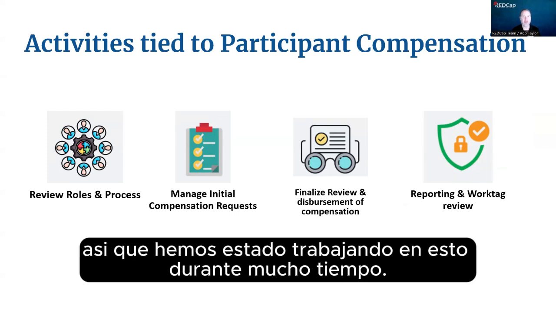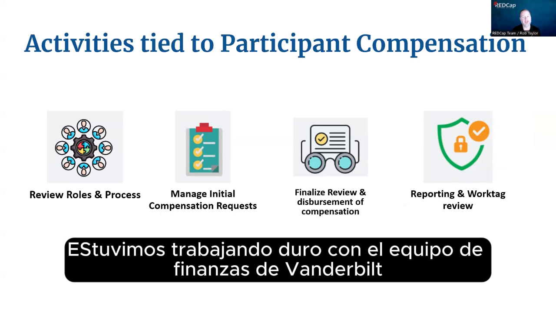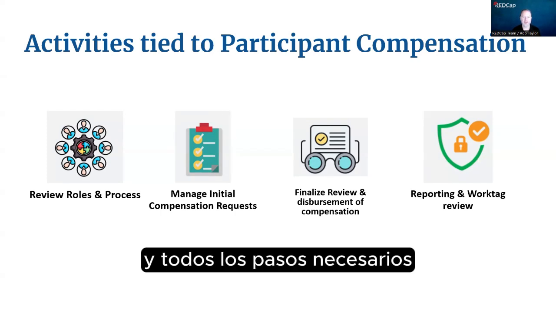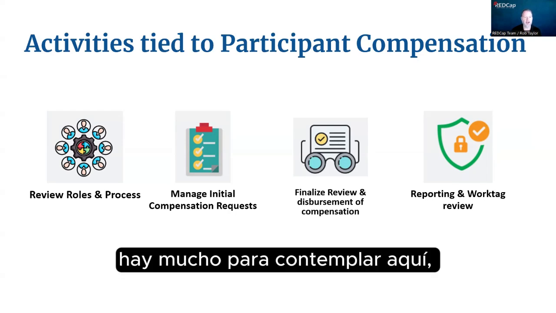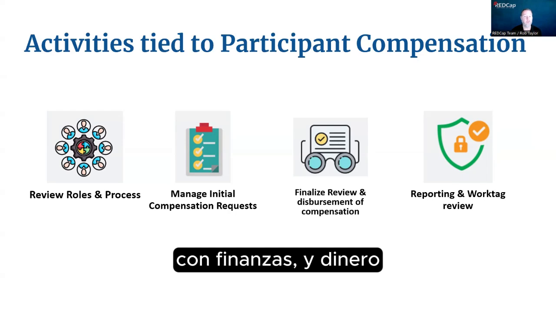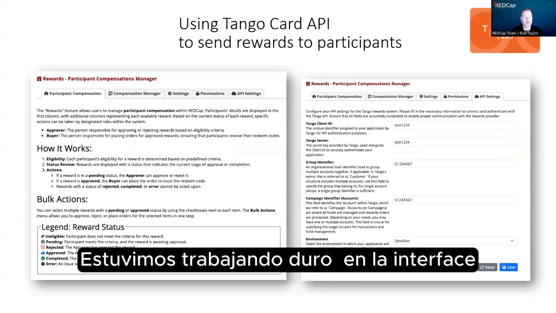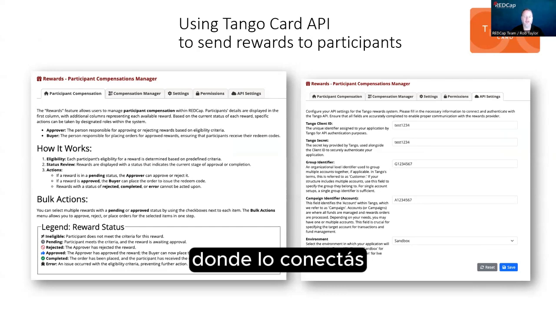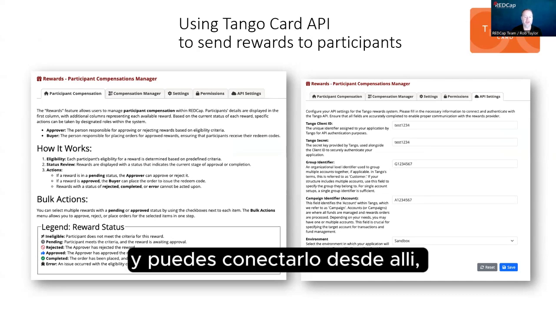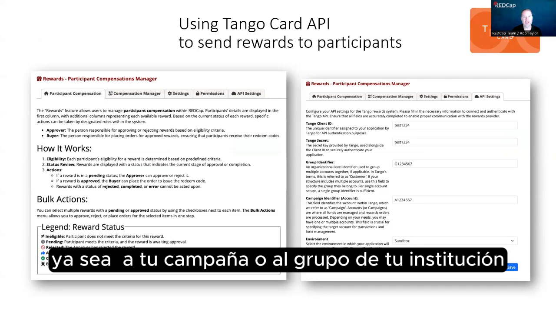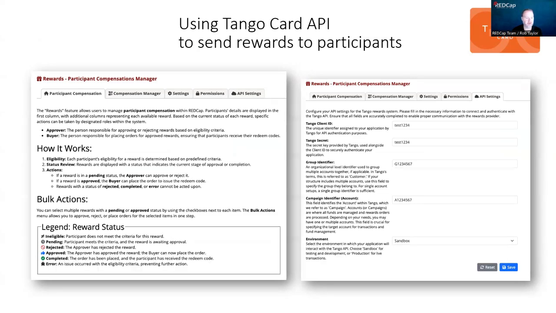So we've been thinking about this pretty hard, working with our own finance team here at Vanderbilt and thinking about all the important concepts and the steps and the approvals that are needed. There's a whole lot to consider here when you're dealing with finances and giving out money in this way. But we've been working hard on this user interface where you can connect it to your Tango account. You probably have maybe an institution level Tango account, and you can connect it there and maybe have a different project connected to your campaign or your group at your institution.